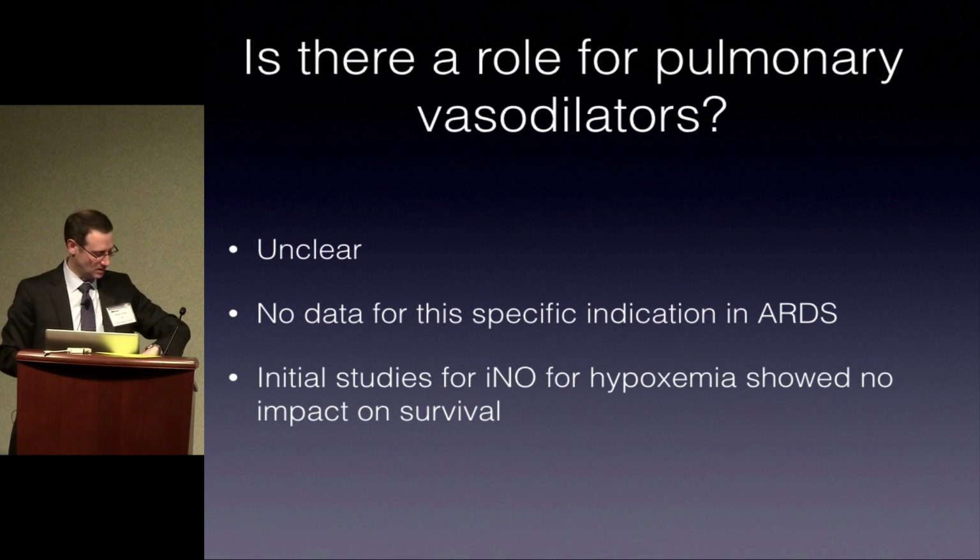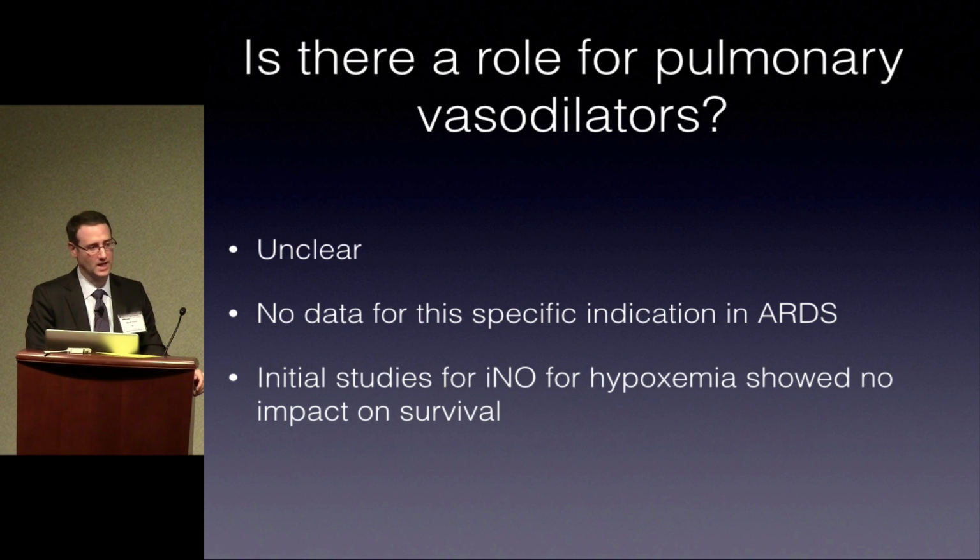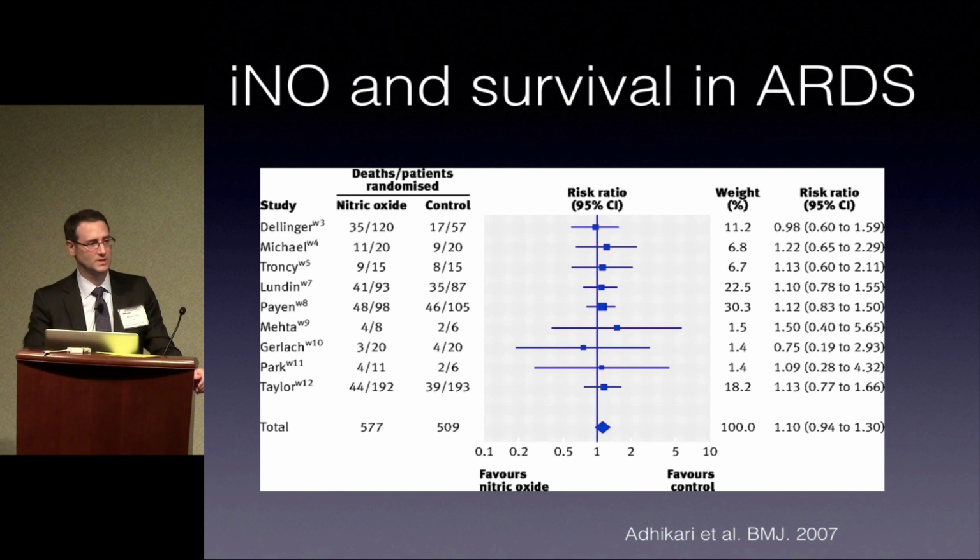The last thing I was asked to talk about is pulmonary vasodilators and what their role is. And really, at this point, we really don't have a good answer as to what to do with these agents. As you all know, there's been no specific study looking at inhaled nitric oxide in the patient population of RV dysfunction. This has only been studied in people with ARDS. All of those studies have essentially been negative.